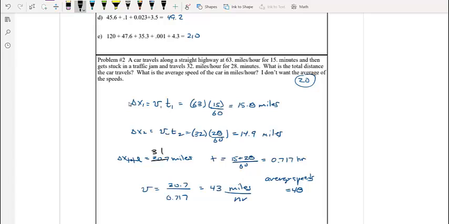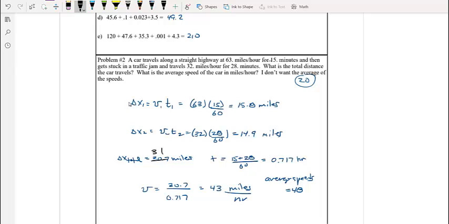You get 14.9. You add those together, you get 30.7. But because these are all 2 significant figures, and especially to the ones place, we're going to round it off to 31 miles. Now the total time is 15 plus 28 minutes divided by 60 to give you 0.717 hours.